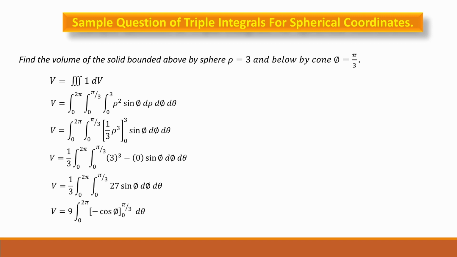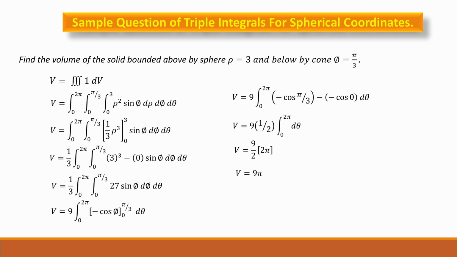For the next step, we integrate phi, which is sine phi, and we will get negative cos phi, and then we substitute the limits, which are 0 until pi over 3. Then we will get negative cos pi over 3 minus negative cos 0. Then we will get 9 multiplied by 1 over 2, integrate d theta, and then we integrate d theta, we will get 2 pi, and then we multiply 9 over 2 by 2 pi, and the value we will get is 9 pi. That is the answer.